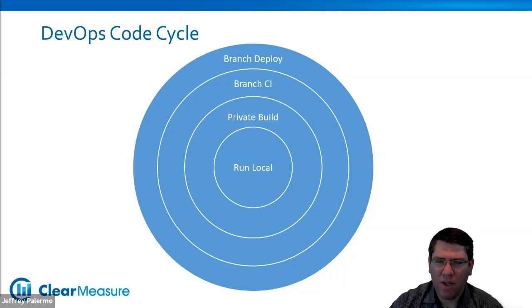So run local, that's the middle here, is zooming in more. Run local is the work that you do while changing code and rerunning the application, hitting Control F5 or a debug session, edit and continue, or edit and refresh. The private build layer is what you do to make sure that what you just changed still operates within the whole application, and that you didn't accidentally break anything else.